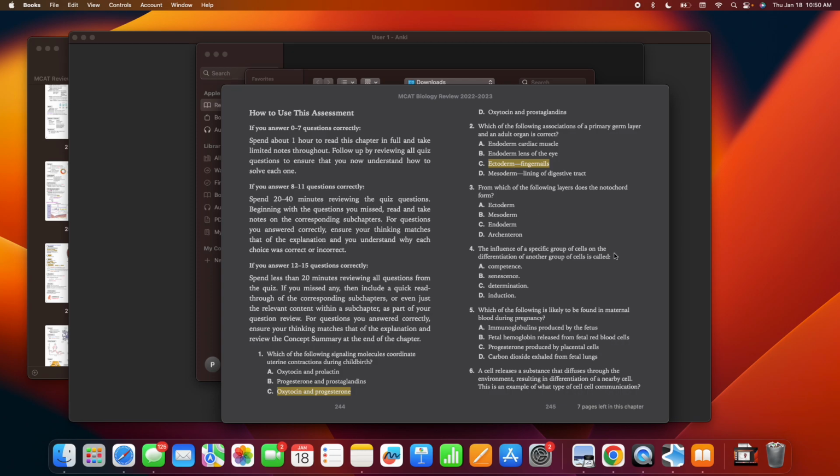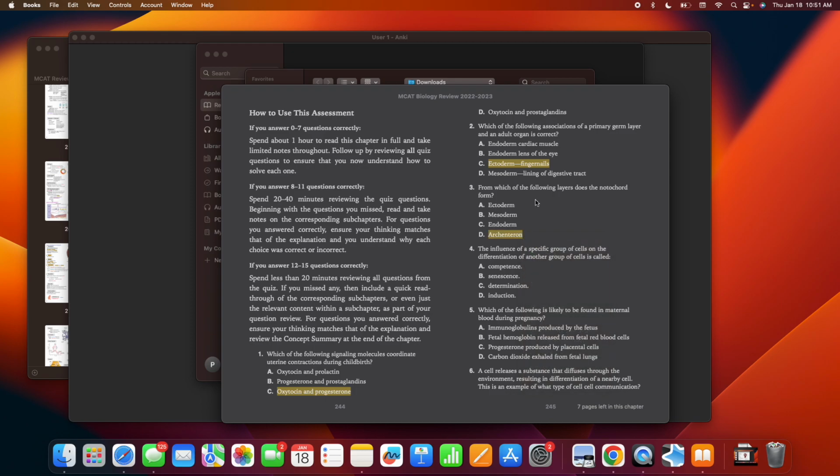So from which of the following layers does the notochord form? Notochord was this small rod under the neural tube. So notochord is the result of which of these? As far as I concern, the archenteron was under the neural fold and the neural tube. This one is tricky. It might be endoderm or the archenteron. Let's go with this for now.